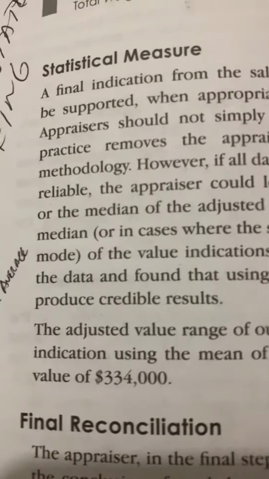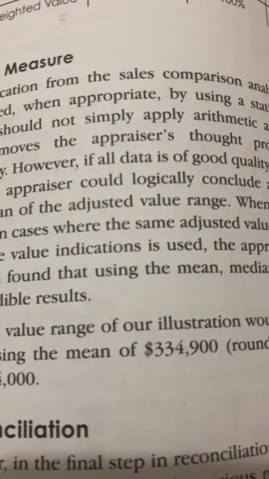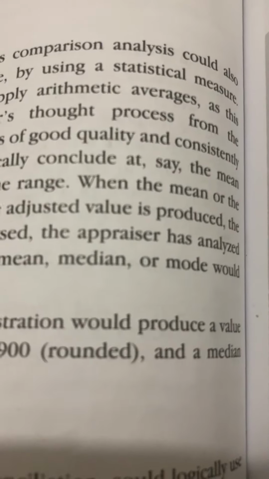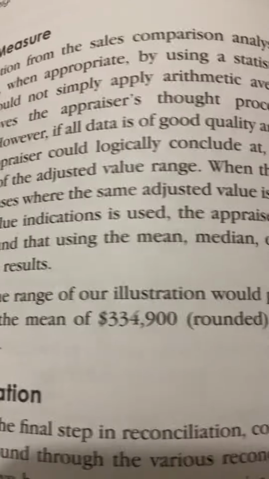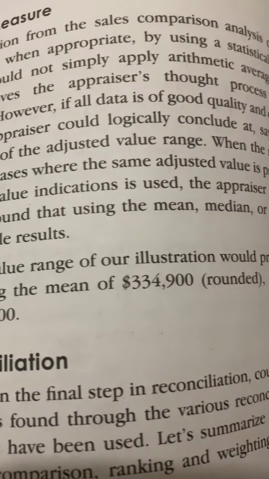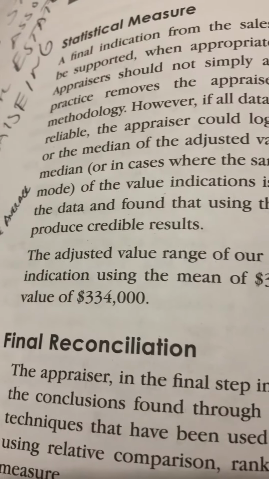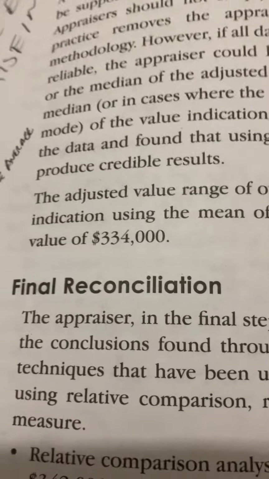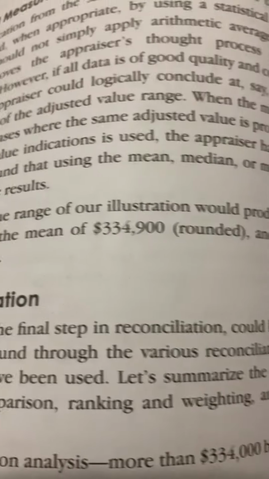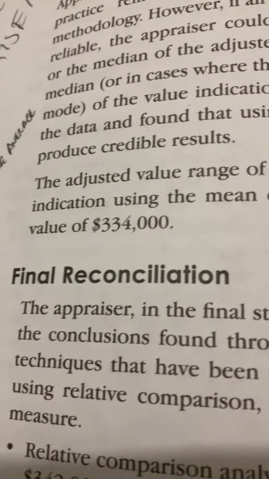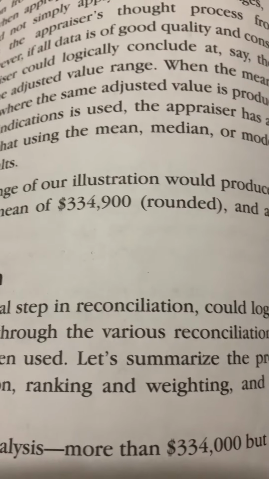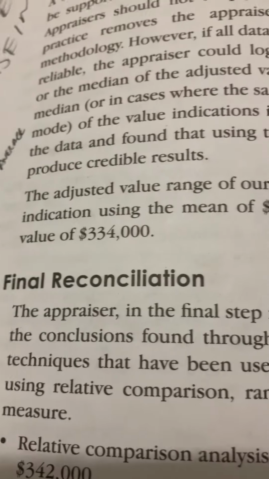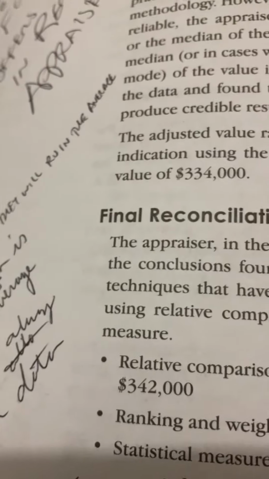When the mean or the median, or in cases where the same adjusted value is produced, the mode of the value indications is used, the appraiser has analyzed the data and found that using the mean, median, or mode would produce credible results. The adjusted value range of our illustration would produce a value indication using the mean of $334,900 rounded and a median value of $334,000.